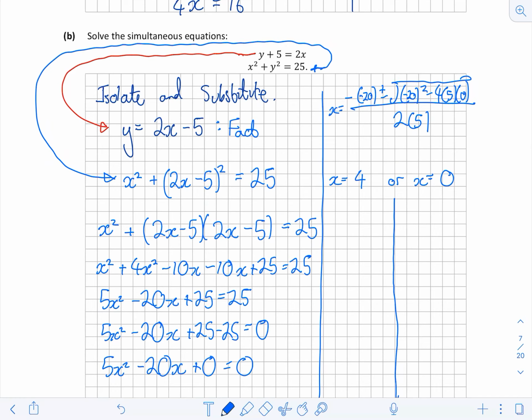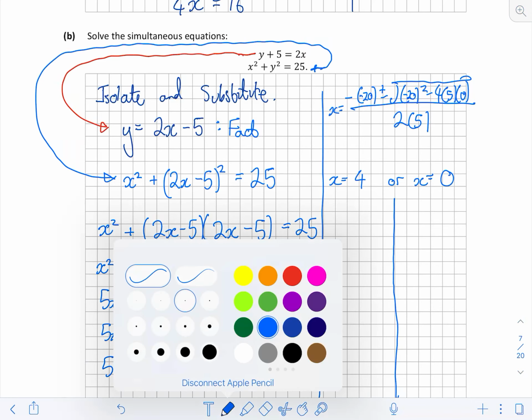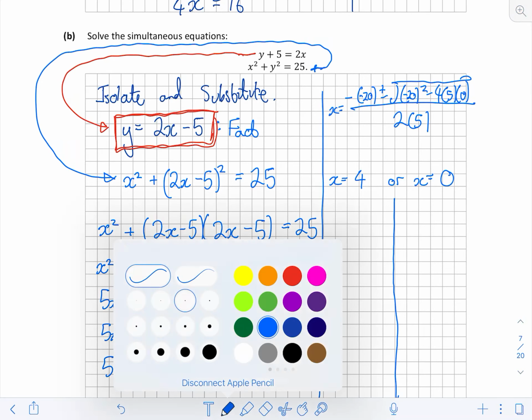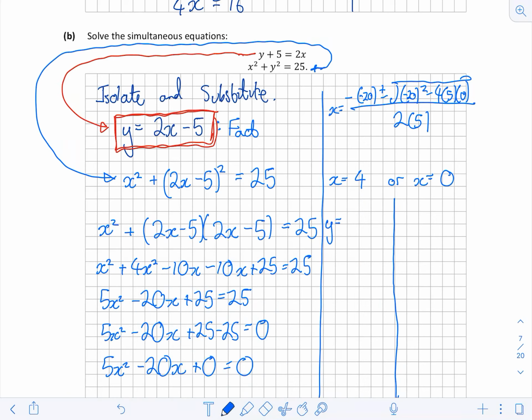Do I put my lid back on my pen? Am I done? No, obviously not, because up here the question had an x and a y in it. So I'm going to have to find both of those things now. But I have a formula up here for what y is. See this formula up here? Tells me that y is equal to 2x minus 5, and you will always have that in these isolate and substitute questions. So we can now say that y is equal to 2 times 4 minus 5. So y must equal 3, or y is equal to 2 times 0 minus 5, so y is equal to minus 5.